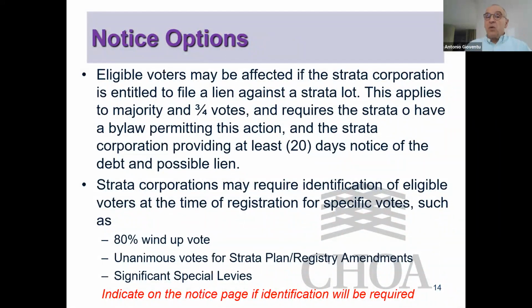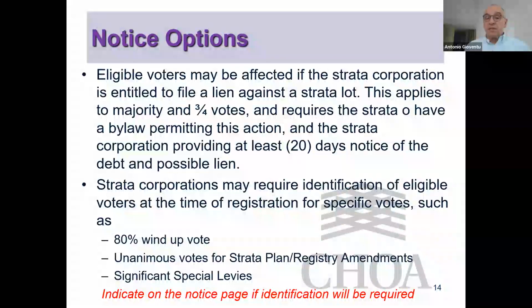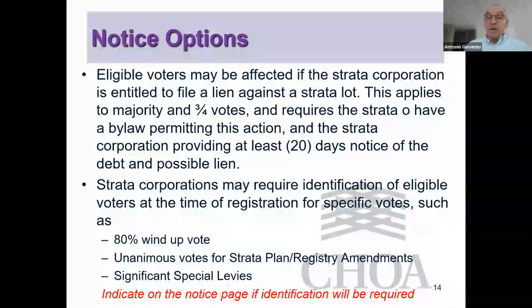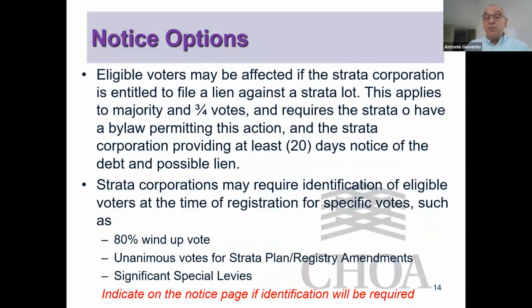Another item to think about when you're talking about your notice options is strata corporations may require identification of eligible voters at the time of registration for specific votes. A key vote that we've really come up against clearly, because of the court application that's involved, is an 80% wind-up vote. Owners as eligible voters or their proxy holders have to provide identification to verify who they are and their authority to vote at these meetings.